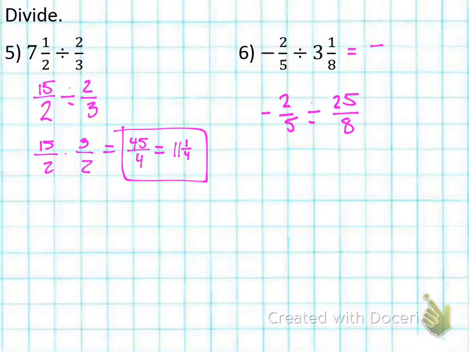Okay? And then we got negative 2/5 times our reciprocal of 8/25. Can we simplify anything? Can we do any simplification on this one? Yes or no? No, we can't. So we're going to just multiply. Negative 2 times 8 is negative 16. We know it's going to be a negative answer. 5 times 25 is 125. Okay? Can't simplify anymore. We're done.